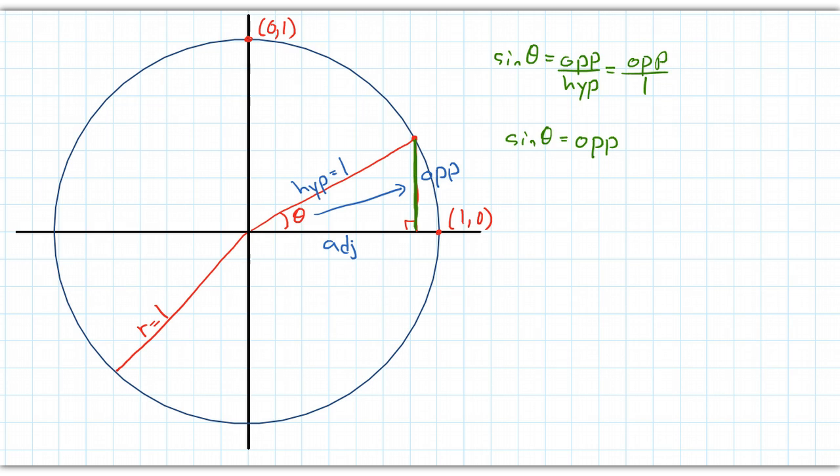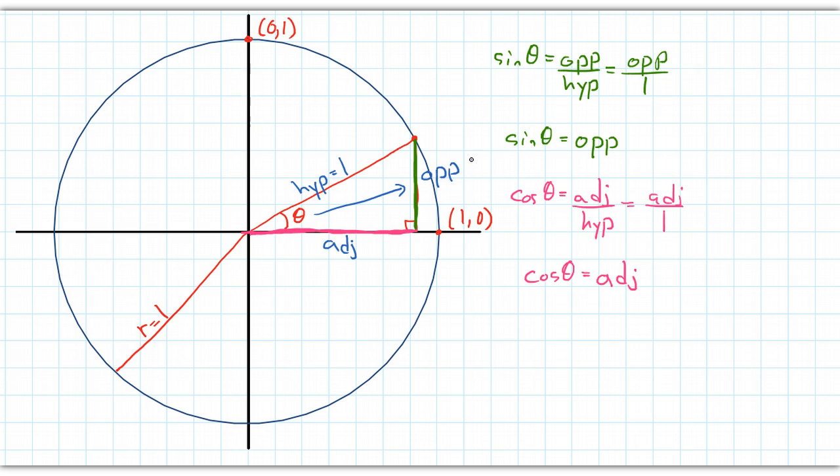We can do the same thing with cosine, and that cosine theta equals adjacent over hypotenuse. And so the adjacent side is this side right here. And so cosine theta is just going to equal this length, adjacent, divided by our hypotenuse, which again is 1. So that means our cosine theta is simply going to equal the length of the adjacent side of the triangle. So sine describes the vertical side of the triangle, and cosine describes the horizontal side of the triangle.